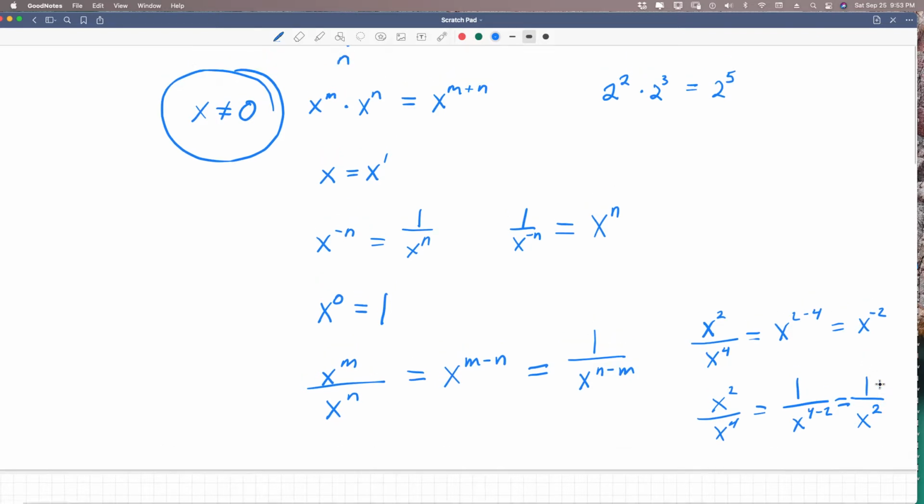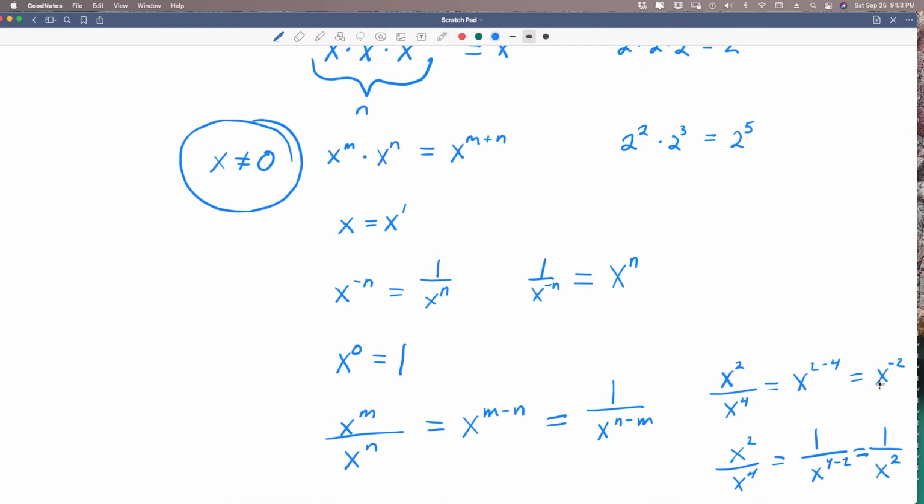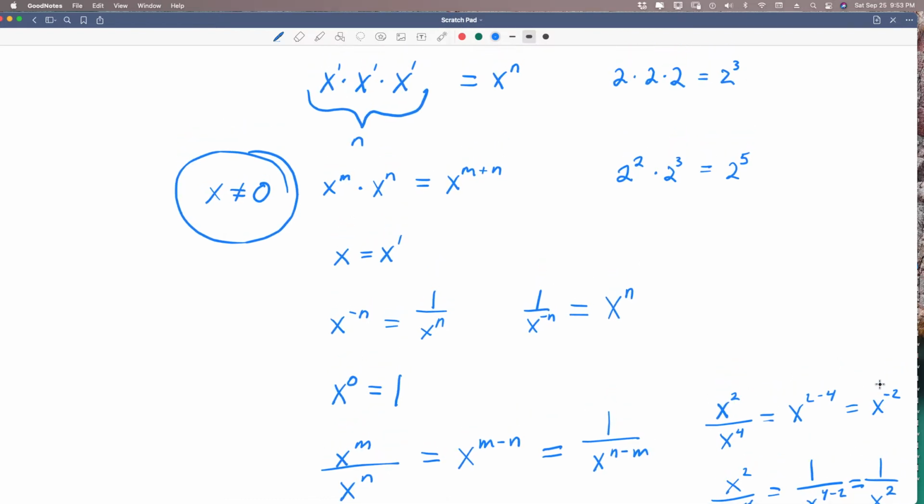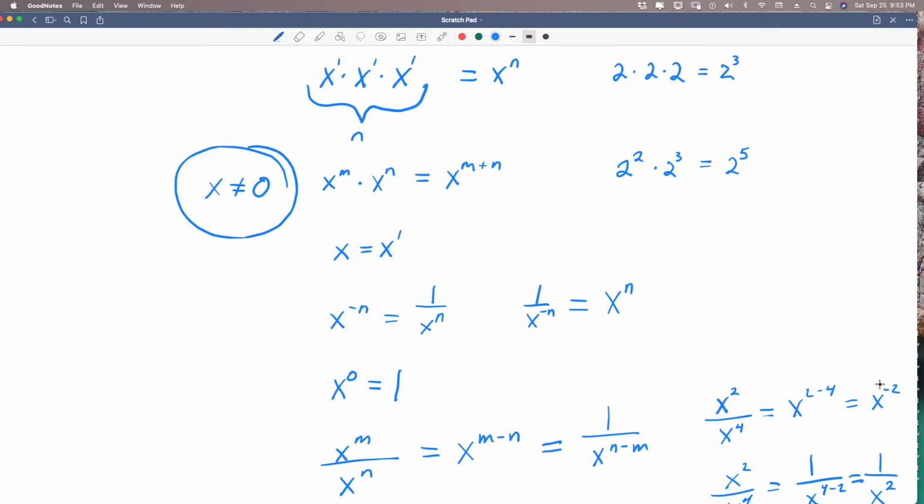Okay, so please write down all of the rules for these exponents. You're going to need to memorize these. You're going to need to know them, okay? And if you don't like my examples, make up your own examples.